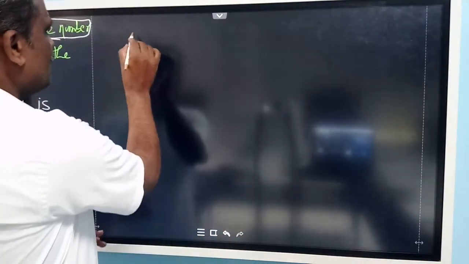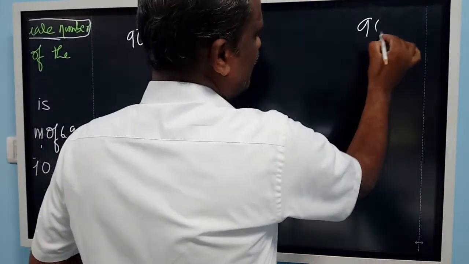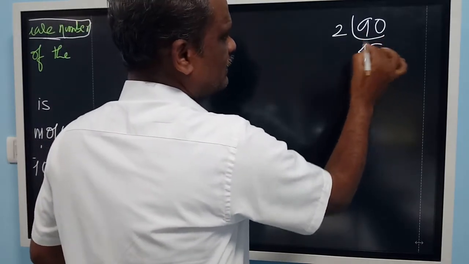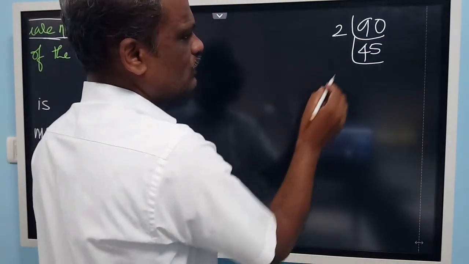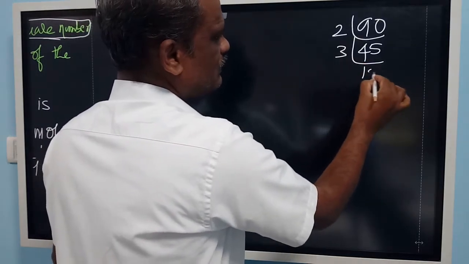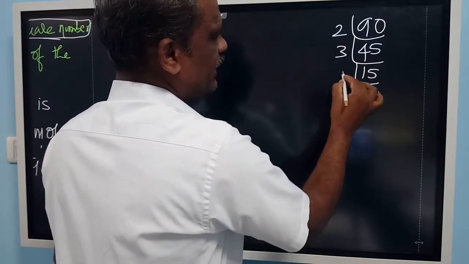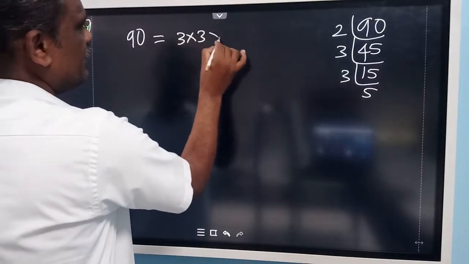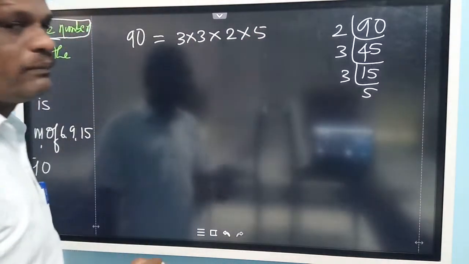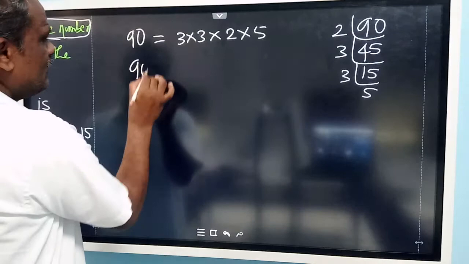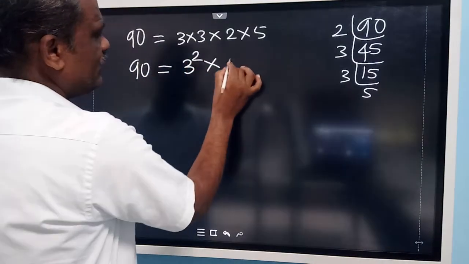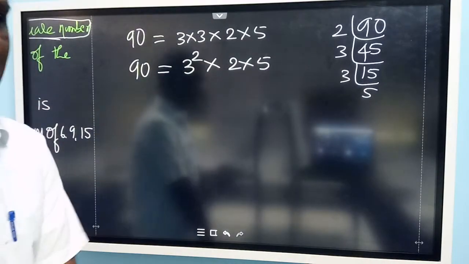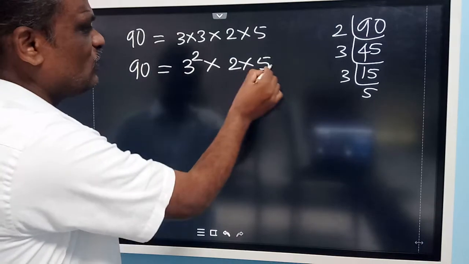Let us factorize this one. So 90 should be factorized. Let us factorize by 2, the smallest prime number. 2 fours are 8, then 2 fives are 10. Again it is not divisible by 2. Let us go to 3. 3 ones are 3, 3 fives are 15. So now you can write this as 3 into 3 into 2 into 5. So 90 is the same as 3 square into 2 into 5. The prime factorization of 90 gives you the factors 3 square into 2 into 5.